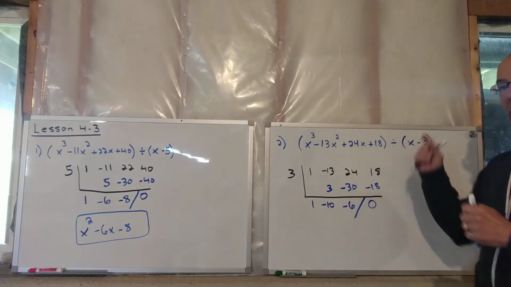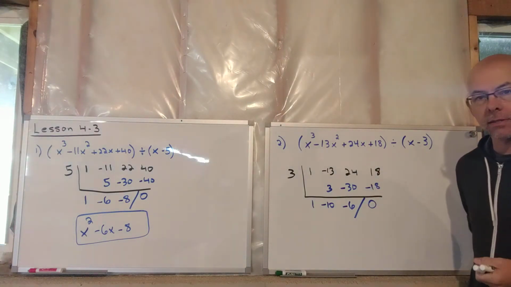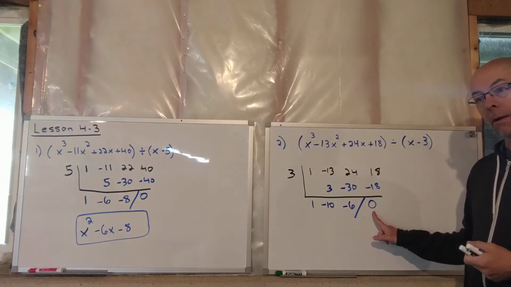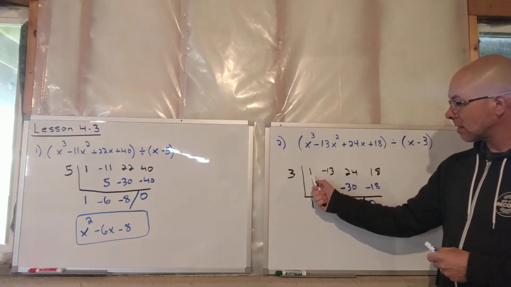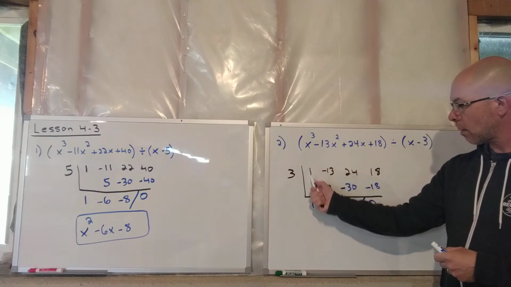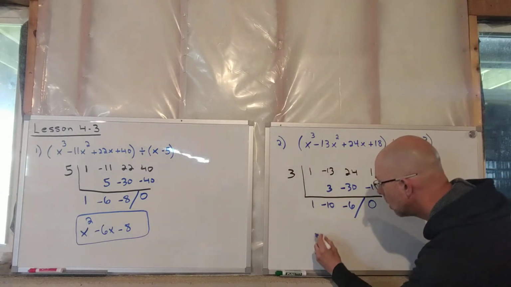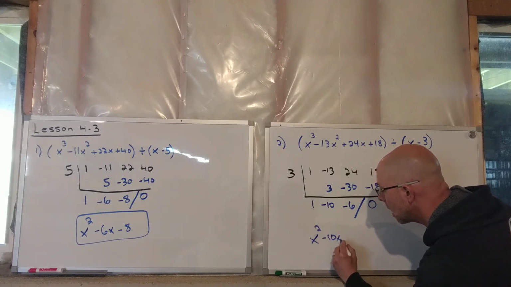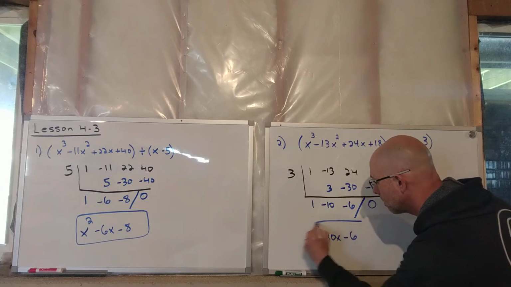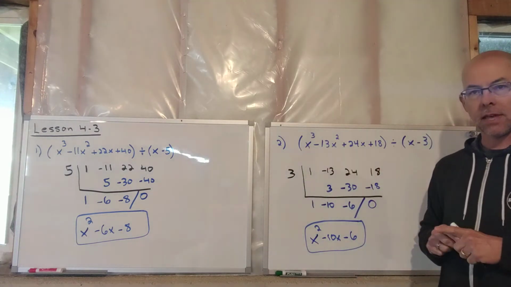As I told you, for this situation, that number should be 0. And then lastly, write your answer. That stood for 1x cubed when I wrote it. The minute it fell to this level, it's 1x squared. 1x squared minus 10x minus 6. And that's the second example.